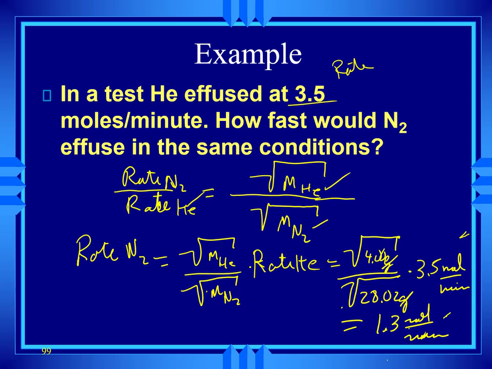Okay, now at the end of every one of these, check, because if you make a mistake, it's going to be because you made it upside down. So let's check and make sure it changed the right direction. Okay, so nitrogen is heavier than helium, so nitrogen should effuse slower than helium. So I should get a smaller rate, and I did. I got a smaller rate. 1.3 is smaller than 3.5. So that's how you do these.